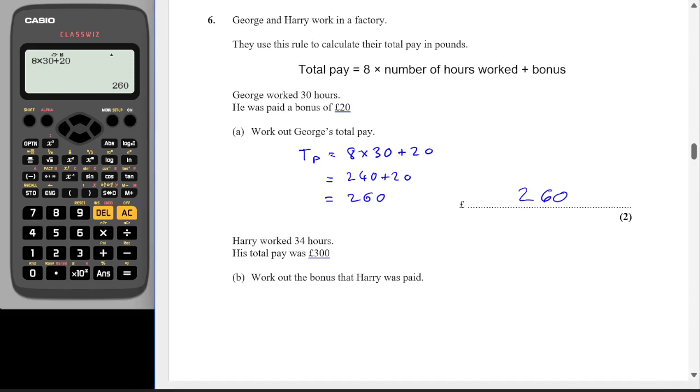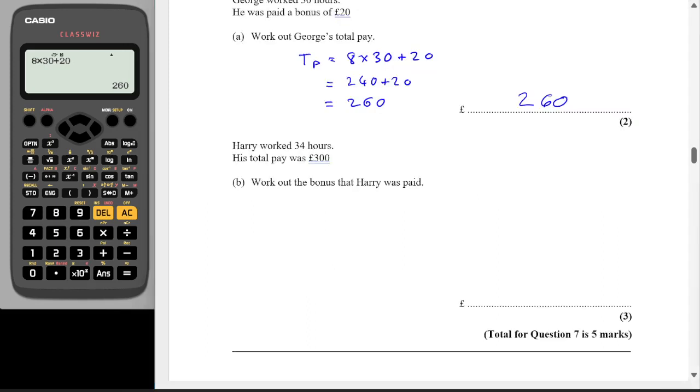Okay, Harry worked 34 hours. His total pay was £300. Work out the bonus that Harry was paid. So this time we're told what his total pay was, and we're also told that he worked 34 hours, but we do not know the bonus, so I'm going to say plus B.